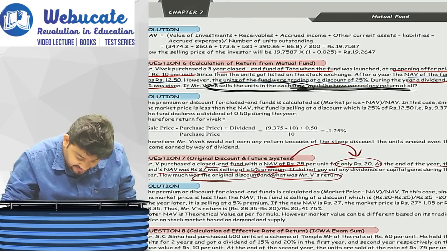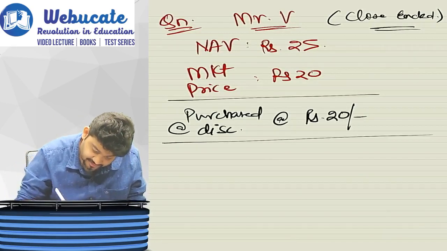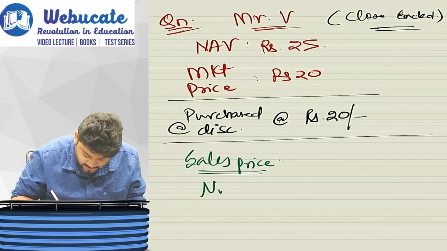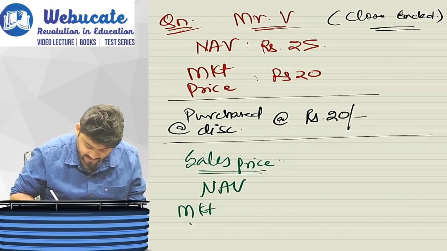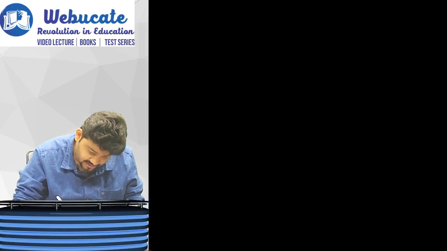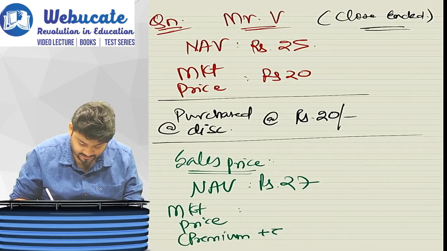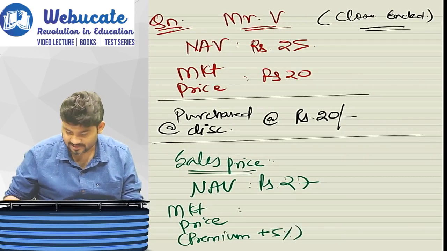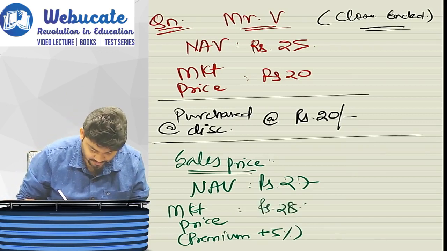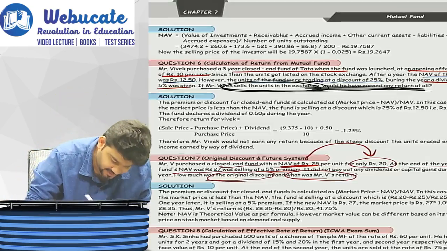Then, at the end of the year, the fund's NAV was rupees 27, and selling at 5% premium. So now they have given us the sales price. But sales price is also given in two ways, NAV and market price. Okay, what is the NAV? Rupees 27. And then there is premium of 5%. So market price will be 28.35. Got it? Done.